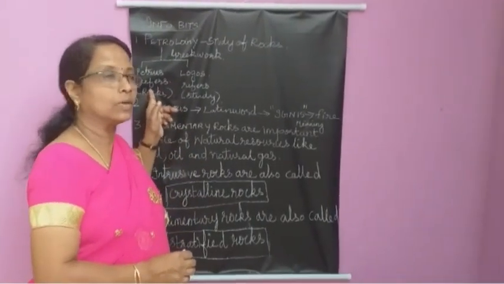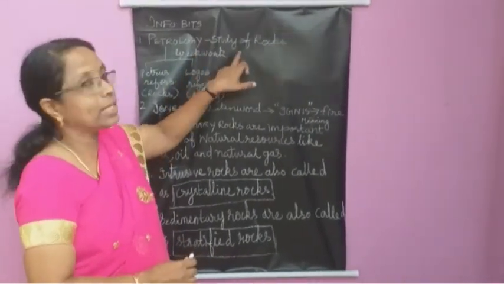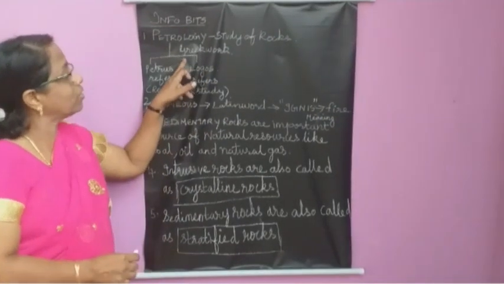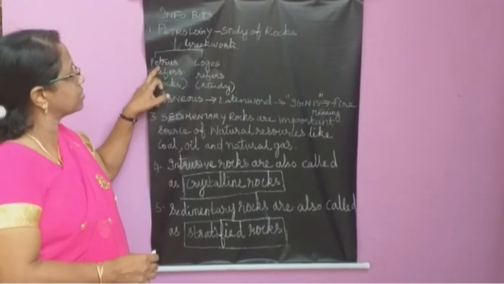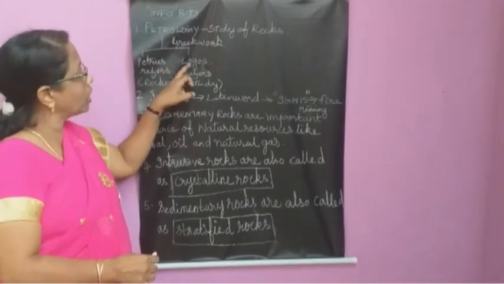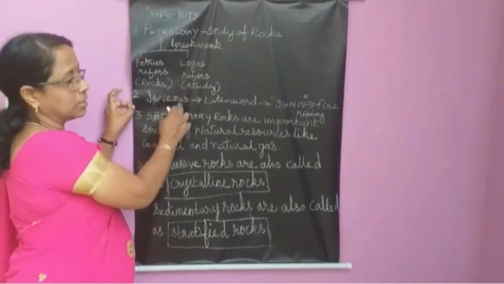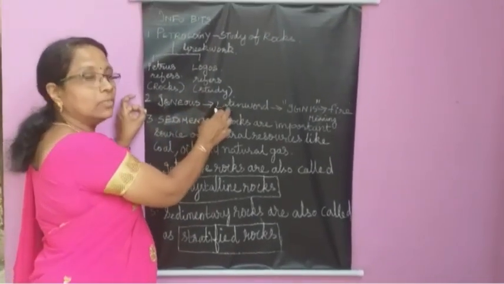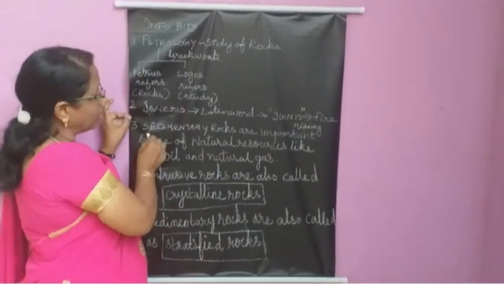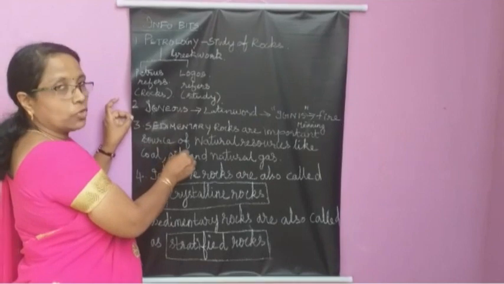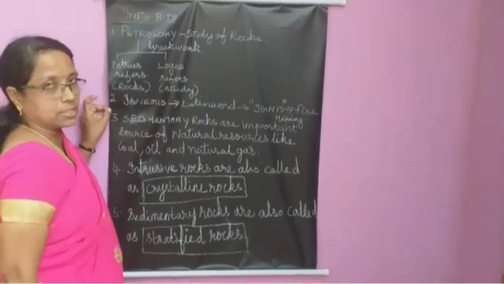Now we have finished, including some info bits regarding this. Listen. First one, petrology. Petrology means study of rocks. It is taken from the Greek words petrus and logos. Petrus refers to rocks, logos refers to study. Second one, igneous. This word is taken from the Latin word ignis, meaning fire. Third one, sedimentary rocks are an important source of natural resources like coal, oil and natural gas.